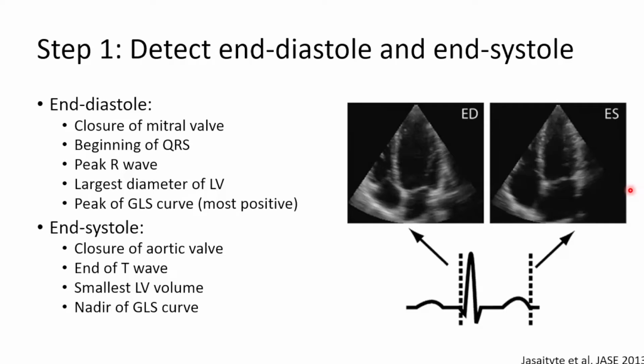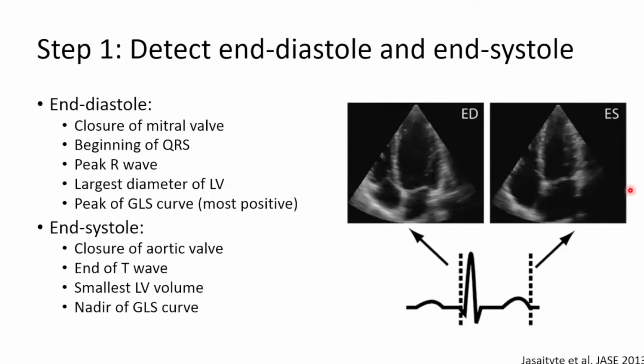We can look for closure of the mitral valve for end diastole; the frame before that would be considered end diastole. We can do it by ECG gating with the beginning of the QRS or the peak R wave in some cases. We can manually tell it by looking at the largest diameter of the LV, or we can use the peak of a GLS curve that's generated, which is actually the most positive. So that's end diastole, just at around the beginning of the QRS.